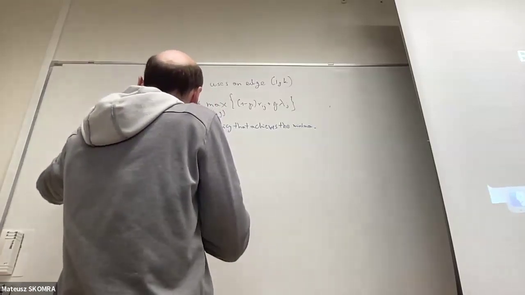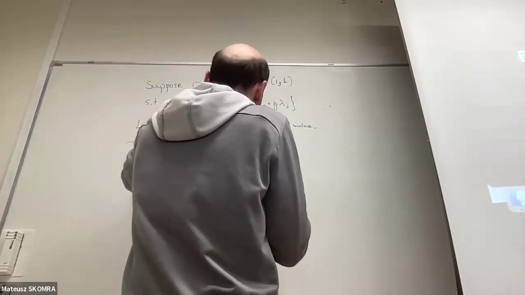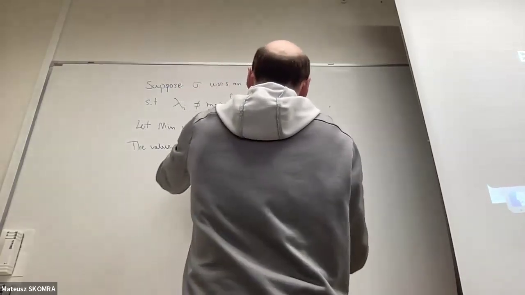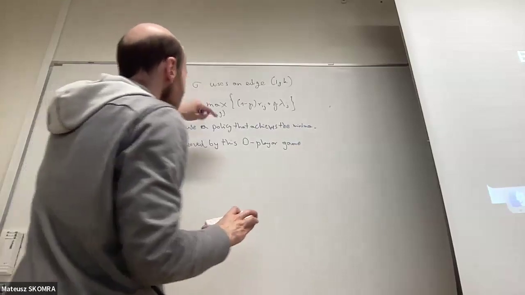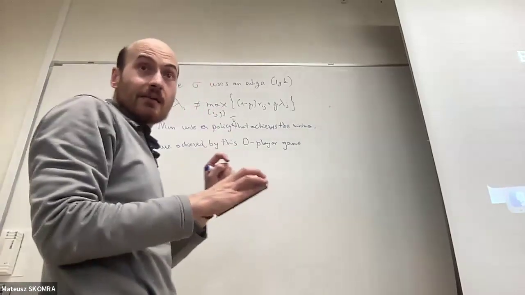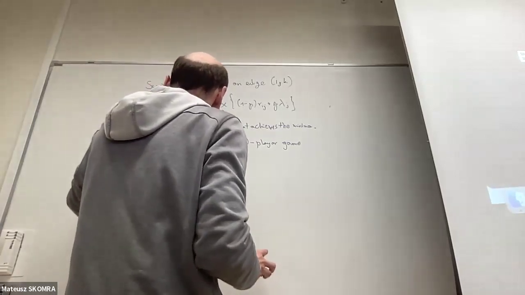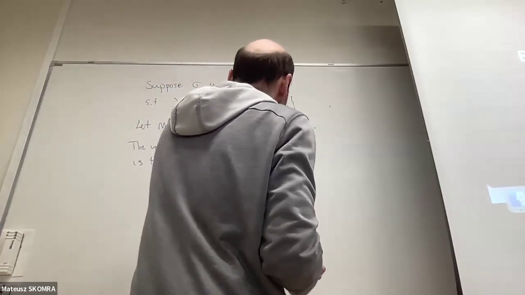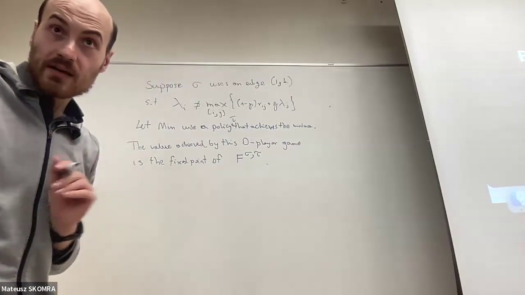So now the value achieved by this game is, well, this is a zero player game, because each vertex has only one choice. The game that I obtain by fixing a policy, let's say tau. So you have sigma and tau fixed. If I fix sigma and tau, I get a zero player game. Its value is the fixed point of my Shapley operator F restricted to sigma and tau. Do we agree?